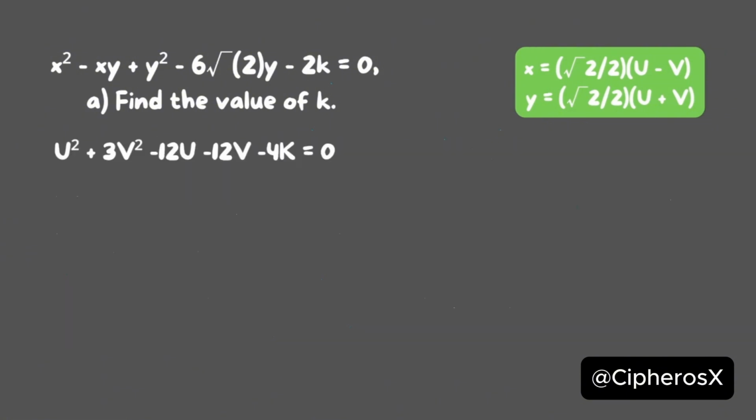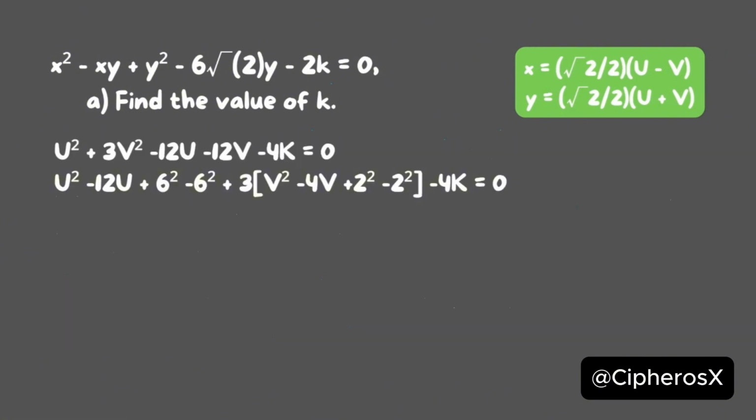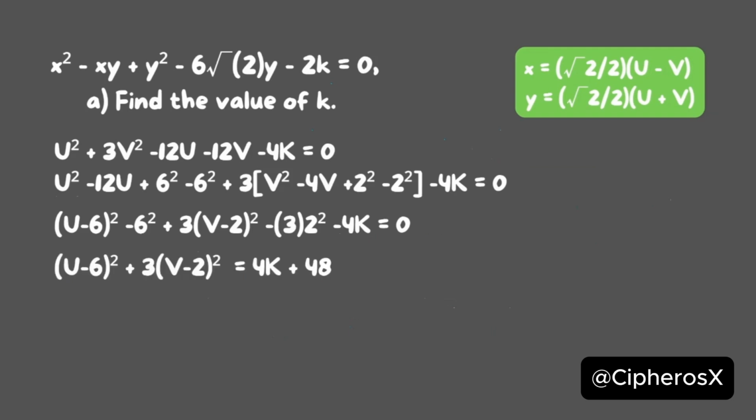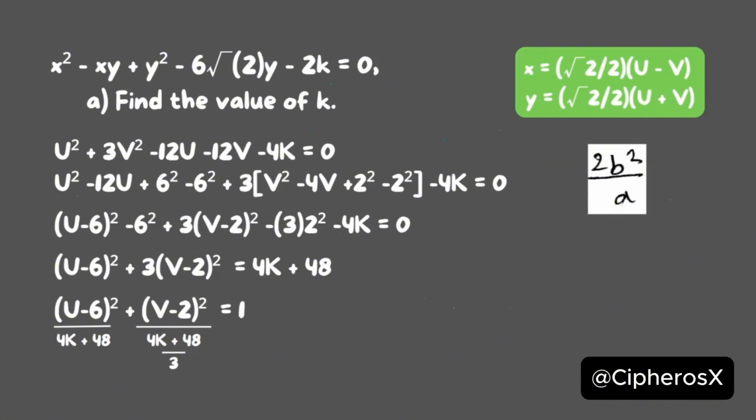Well, actually, we can multiply everything by 2 and then complete these squares. This bracket gives 3 times minus 2 squared, that is 4, 3 times minus 4. We have that this is minus 12 minus 36. Okay, that's 6 squared, and then we set just like this. Now we can divide everything by 4k plus 48, and we see that this is an ellipse. Okay, it has the form of an ellipse.